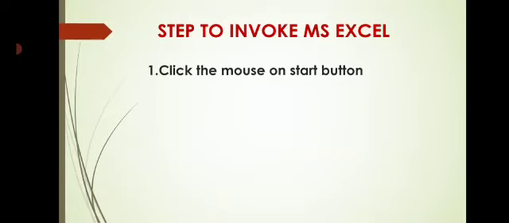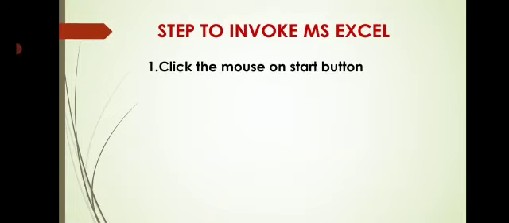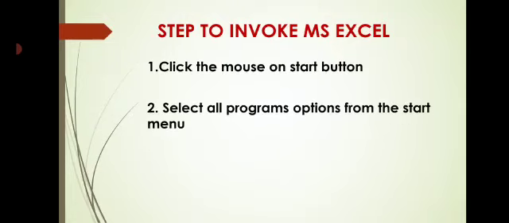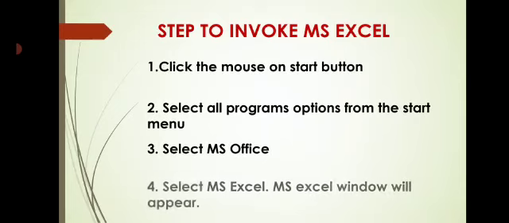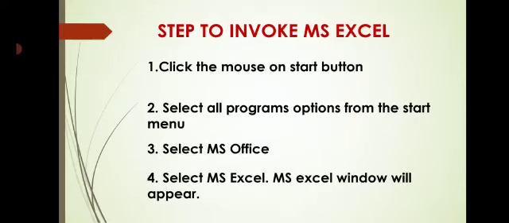Now let us learn how you can invoke or how you can open MS Excel file. First of all, you will click your mouse on the start button. Then you will select all programs option from the start menu. Then you have to click on MS Office. From there you will click on MS Excel. When you will click on MS Excel, your MS Excel window will appear, which will look like this.